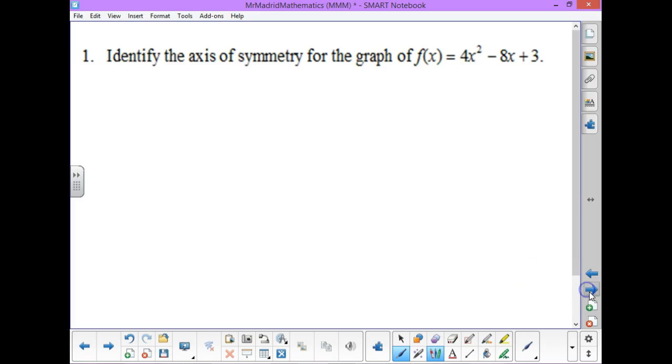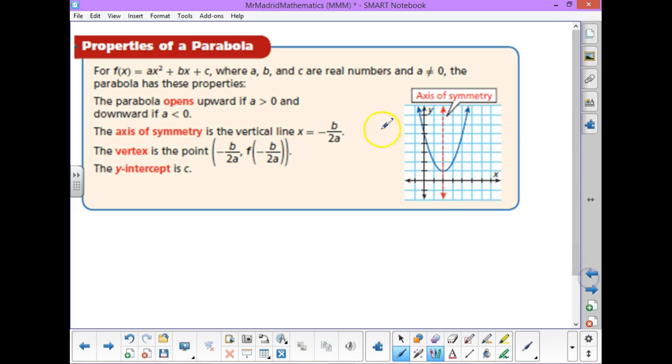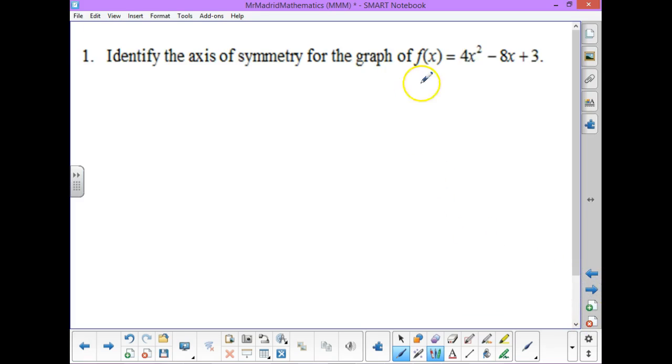So let's take a look at this first one. Identify the axis of symmetry for the graph. Look at this form. This one looks like, I promised most of them will look like this. So I need it to be ax squared plus bx plus c. Now, if this is supposed to look just like this, then I know that a is 4.